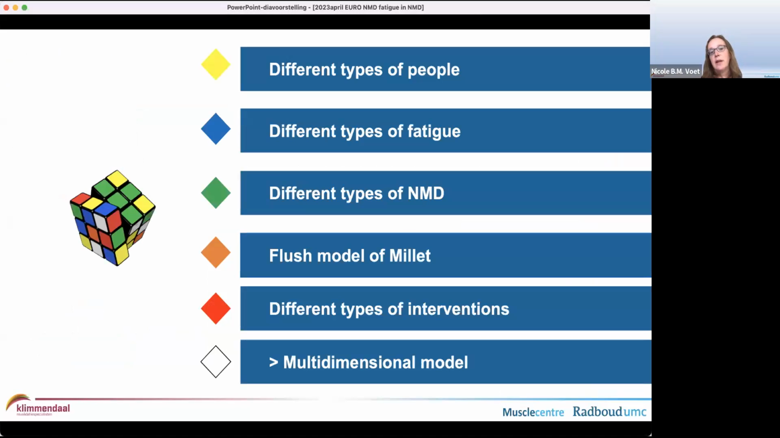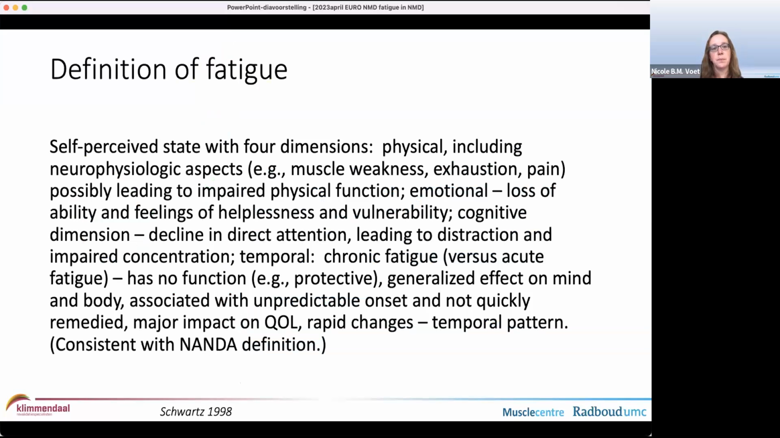And I will tell you that fatigue is a multidimensional problem, and you can use a multidimensional model to solve it. The most important thing is that there are different types of people. There are more than 600 different types of NMD in the world, and there are different types of fatigue. I will show you the flush model of Guillaume Millet, a researcher in France. And I will show you some different types of effective interventions for fatigue. And with all that, I propose a multidimensional model.